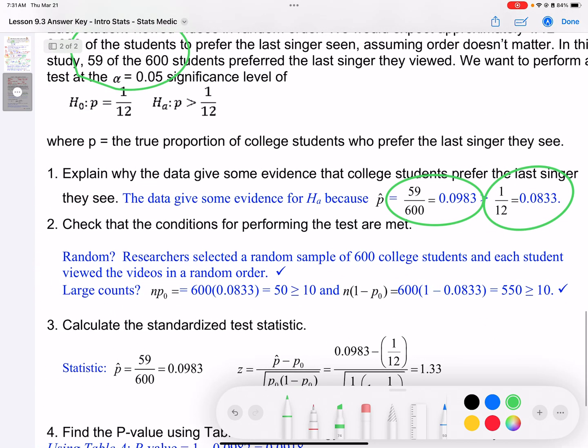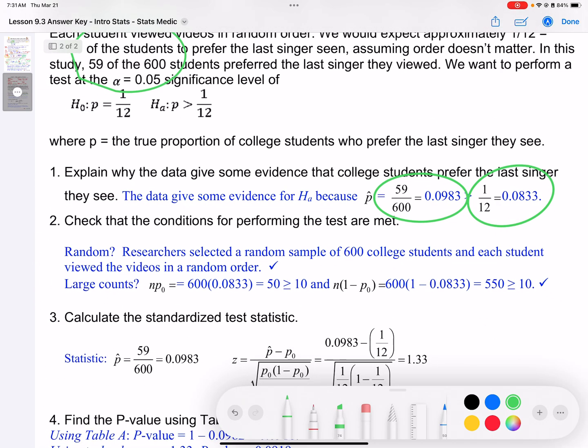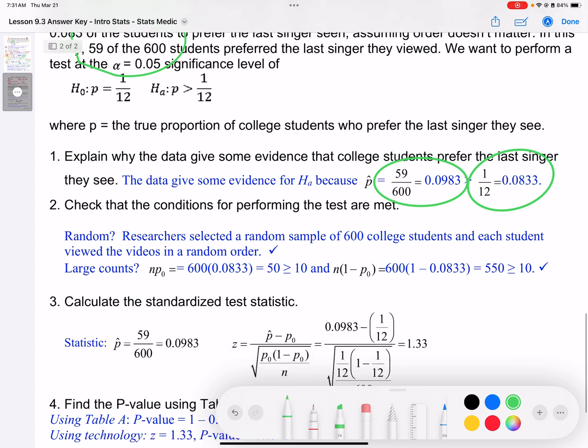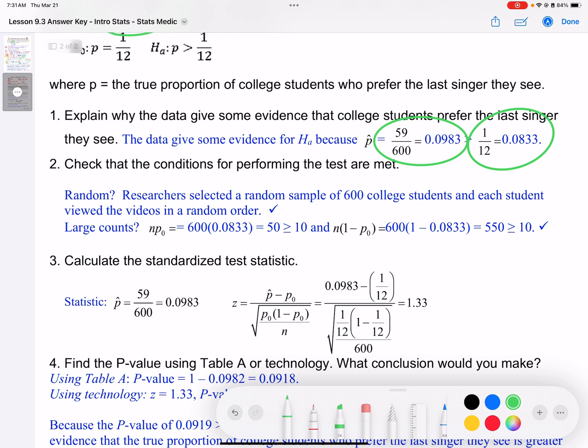So number one, ask if I have evidence. And yes, I do have some evidence because it's bigger than 1/12. So that's some evidence right away. Okay, if I check the conditions, the two conditions we're checking: is it random? Yes, it is a random sample. And what about large counts? Yes, we have large counts, and that means how many successes, how many did get chosen, and how many didn't get chosen. And so I have 50 that got chosen and 550 that did not get chosen, and both of those are bigger than 10, so we're set.